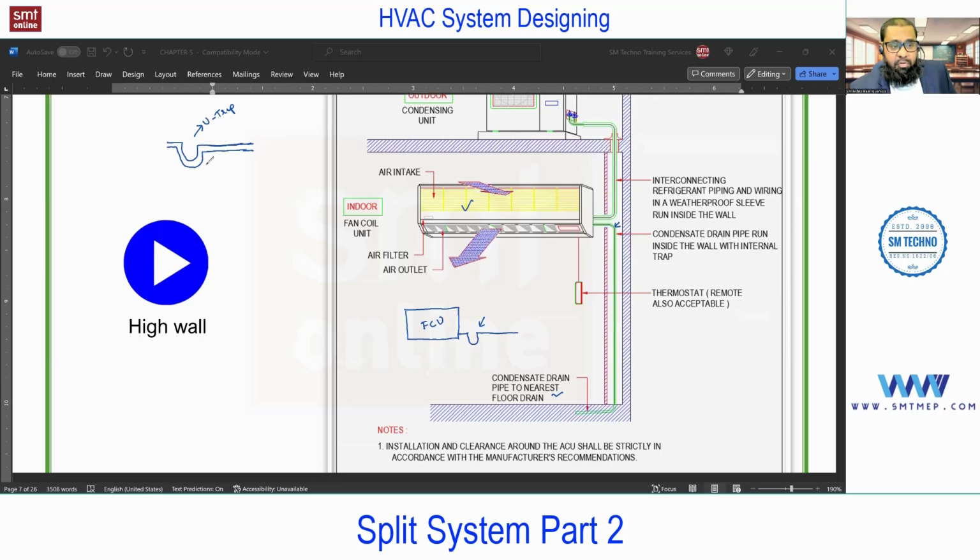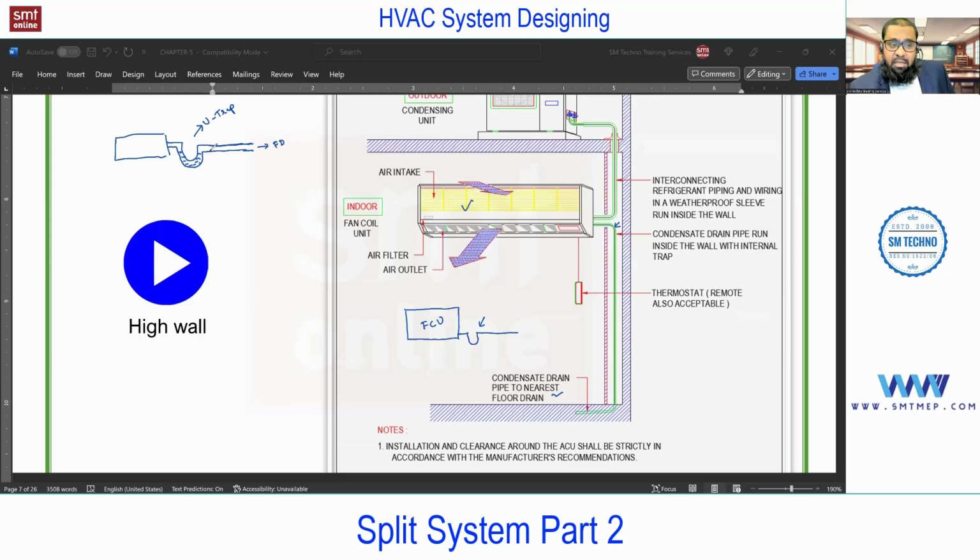So you see the purpose of U-trap, it will create a water seal. Like in drainage, WC, you'll find the P-trap, no? And in that P-trap you'll always find water. So this U-trap is also used to create a water seal, so that this is connected to the indoor, no? And this is connected to the nearest floor drain. And the floor drain can be a toilet floor drain or a kitchen floor drain. So if you connect to this, what will happen?